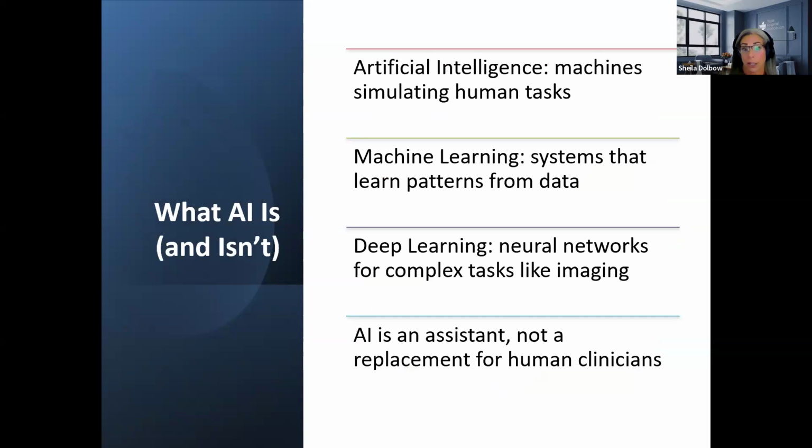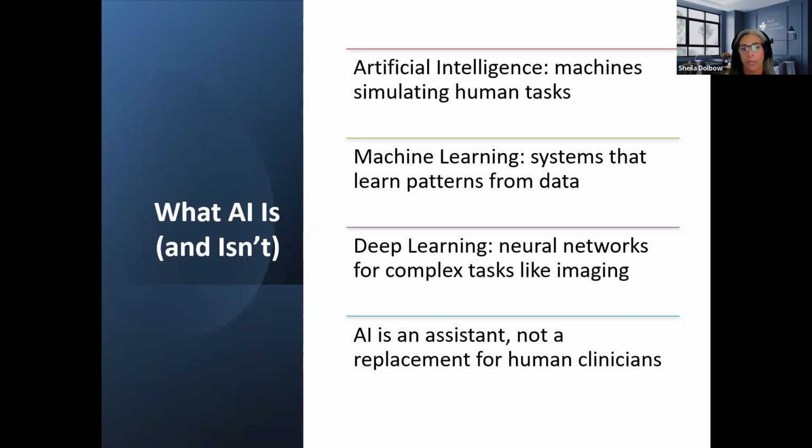Now, what AI is not. Artificial intelligence refers to machines that are simulating human tasks. They are not humans by any means, and they should not be intended to completely replace humans. They should be just an adjunct, something that we use to assist us, an assistive device.